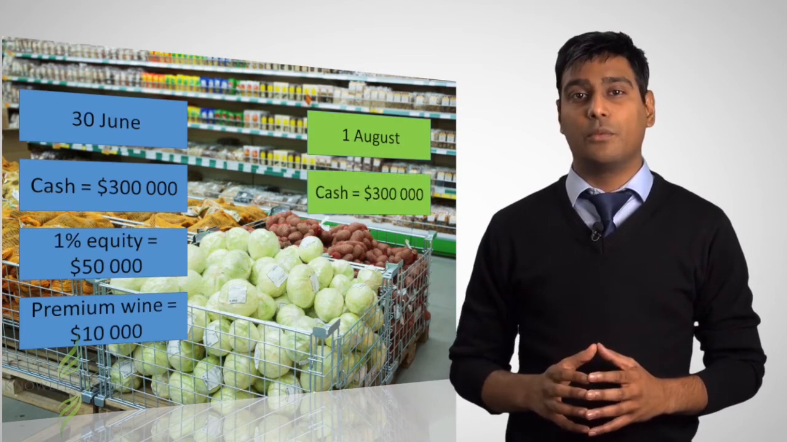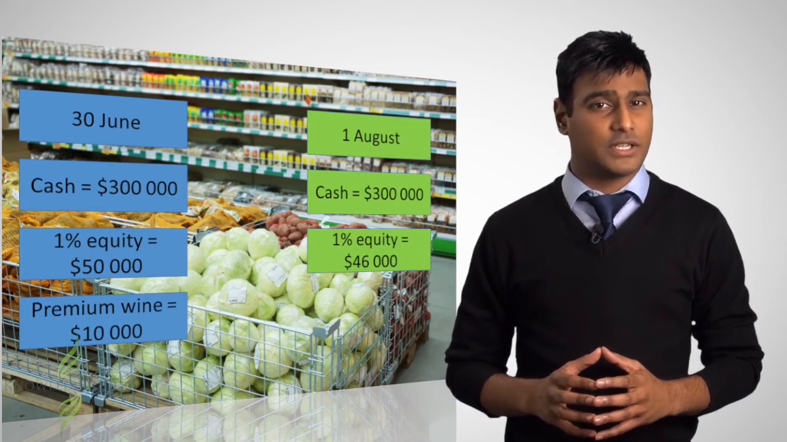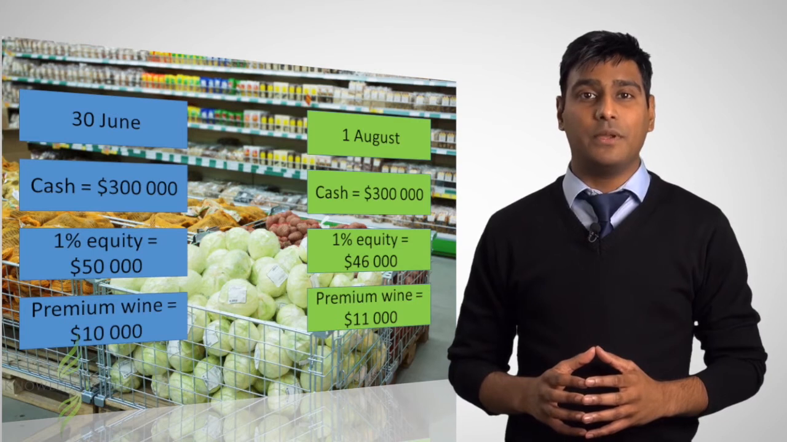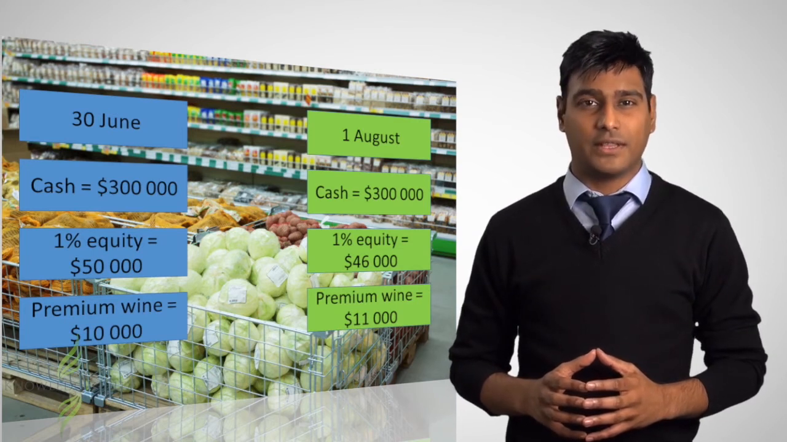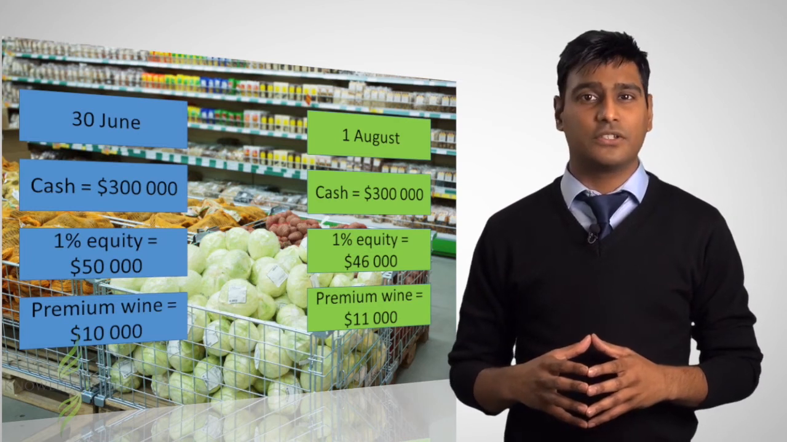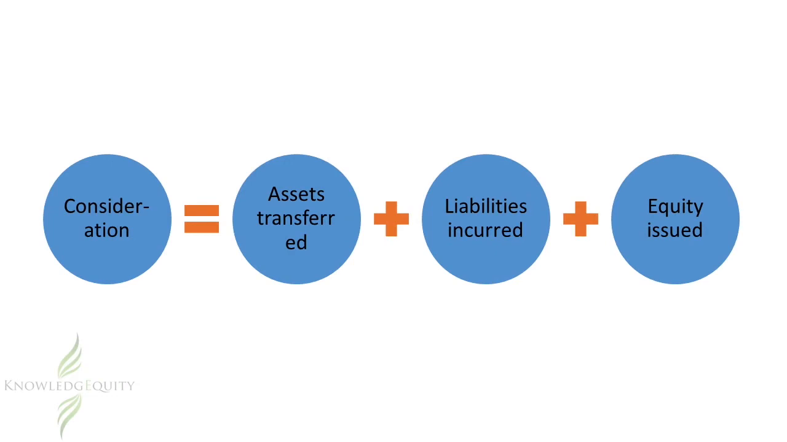On this date, there were no changes to the cash component. The fair value of 1% shareholding in Alfred Stores was $46,000, and the premium wine had a fair value of $11,000. In terms of IFRS 3, what is the purchase consideration for this business combination? To calculate the consideration, we would need to substitute the at acquisition fair values for each component.